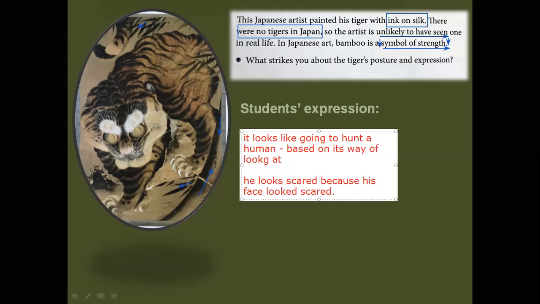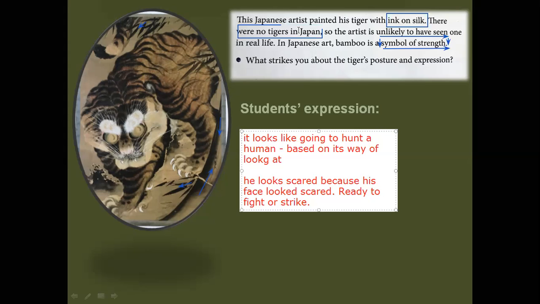Maybe he looked ready to fight. Yes. Ready is fine. Ready to fight or strike. If you see the eyes, the mouth, and the paw, it looks like he is about to attack you. It's ready to fight or strike, to attack. Yeah, that's how you feel, right? Okay, very good.